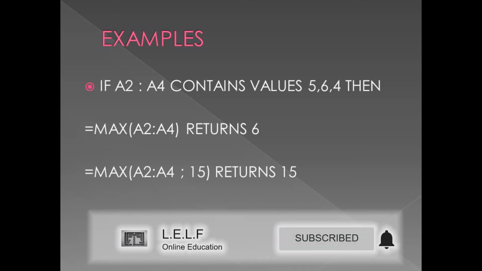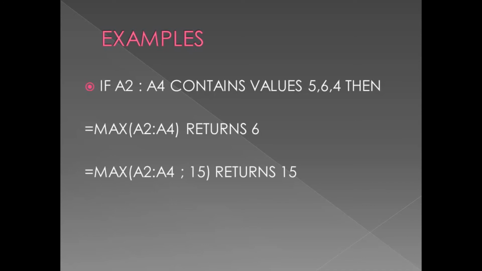If max A2 colon A4 semicolon 15 is given, then it will return 15. In this case, the two arguments are A2 colon A4, that is a range of cells, and 15. Between the range of cells, the largest value is 6, and between 6 and 15, the largest value is 15. So, equals to max A2 colon A4 semicolon 15 will return 15.